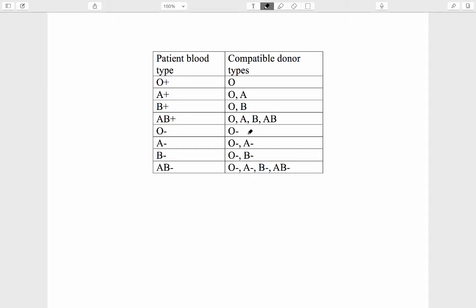In fact, if you have O negative blood, please donate as often as you can. They'll probably put a faucet in your arm. Every 8 weeks, they can just turn on the faucet and take a pint of blood from you. It's a very good deed that you can perform.